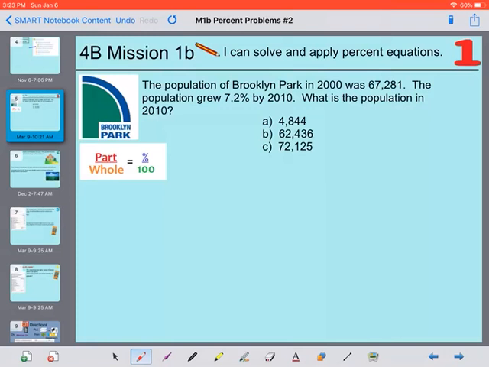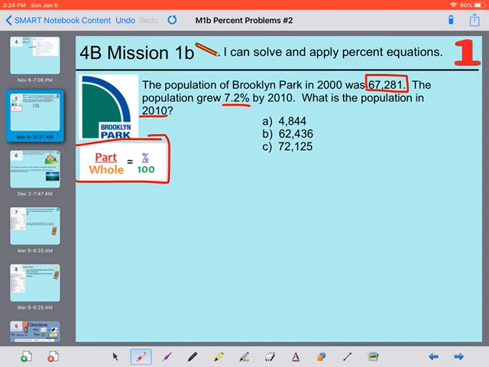It says the population of Brooklyn Park in 2000 was 67,281. The population grew 7.2% by the year 2010. What is the population in 2010? So we have the population total before, and then it grew 7.2%. So we're going to use our percent formula or proportion here to set up our problem.